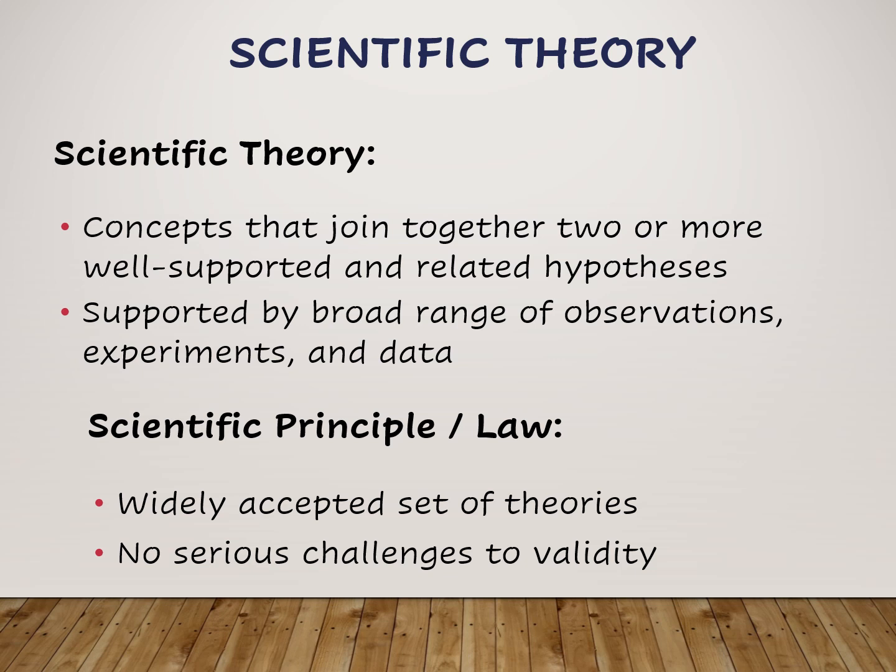The ultimate goal of science is to understand the natural world in terms of scientific theories, which are concepts that join together well-supported and related hypotheses. In ordinary speech, the word theory refers to a speculative idea, but in contrast, a scientific theory is supported by a broad range of observations, multiple experiments, and repetitive experiments and data, often from a variety of disciplines. Some of the basic theories of biology are the theory of cell, the theory of homeostasis, and also evolution, which we will look into next.